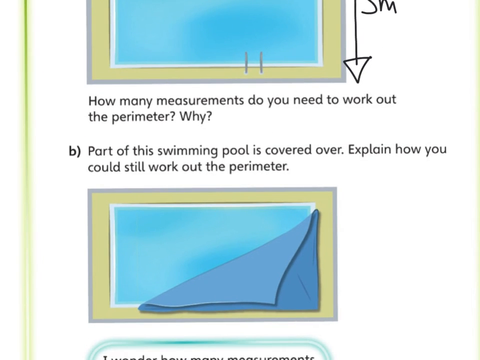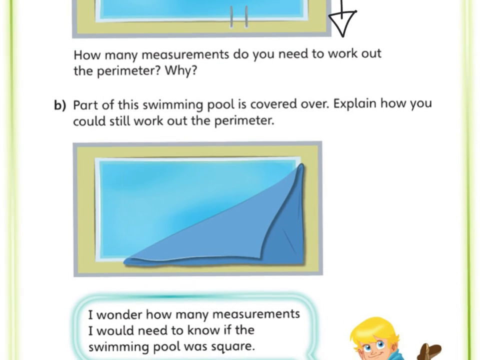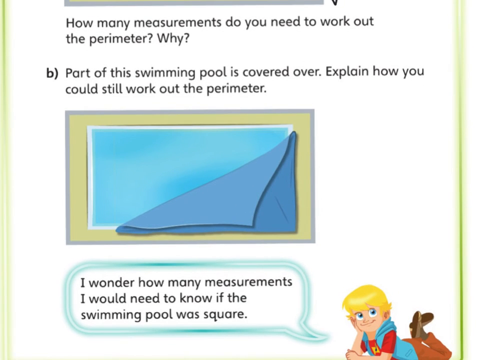And finally, let's have a look at this question. Part of this swimming pool is covered over. Explain how you could still work out the perimeter. How would you work out the perimeter of this? Think about the measurements you need to know for a rectangle.